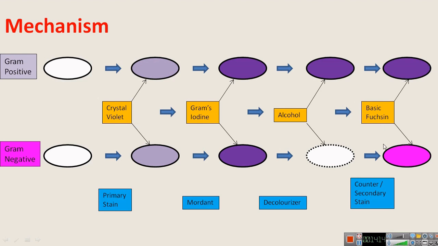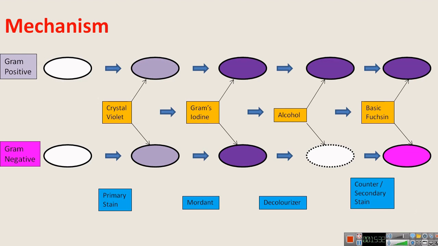But the gram negative cell has been decolorized by the alcohol, and it is ready for taking the stain molecules of either basic fuchsin or safranin, and therefore basic fuchsin enters only the gram negative cell, but it is unable to enter the gram positive cell, and therefore the gram positive cell remains violet in color, and the gram negative cell becomes pink in color. That means when you observe this slide under the microscope, gram positive bacterial cells appear violet in color, and gram negative bacterial cells appear pink in color.